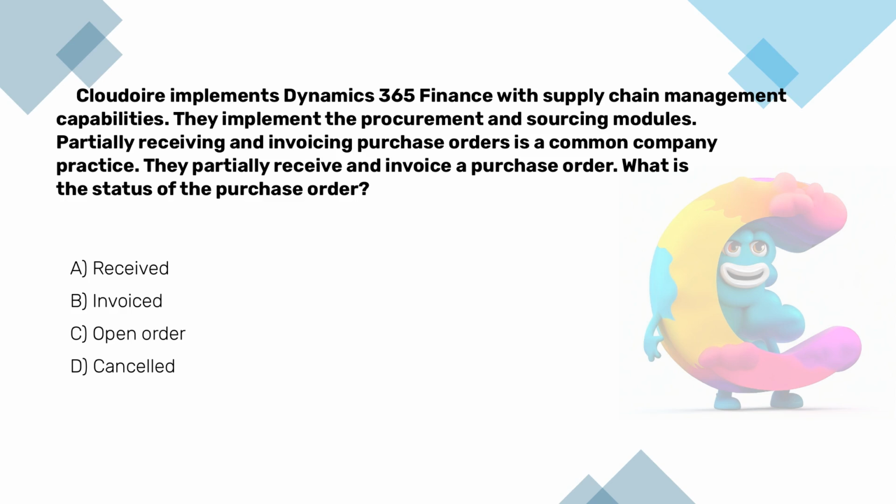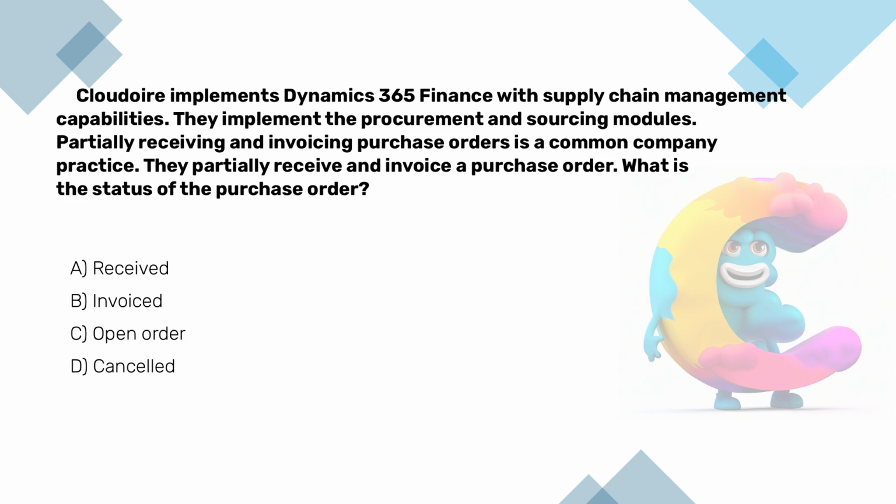We implement Dynamics 365 Finance with supply chain management capabilities. We implement the procurement and sourcing modules. Partially receiving and invoicing purchase orders is a common practice. We partially receive and invoice a purchase order. What is the status of the purchase order? A. Received. B. Invoiced. C. Open order. D. Cancelled.